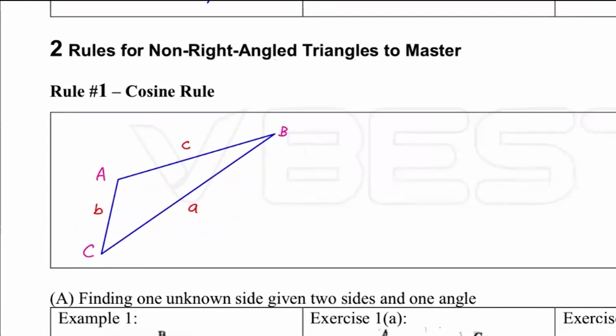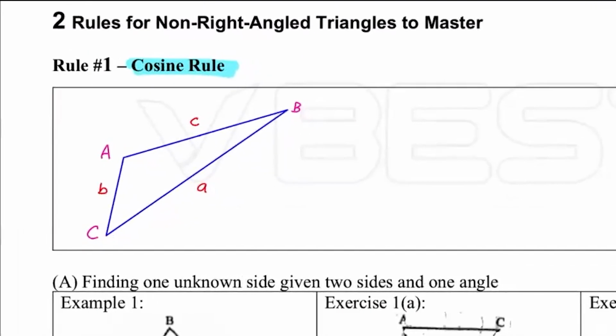First thing, we have the cosine rule. The cosine rule is what we are going to apply here. So what's the formula? Let me write down the cosine rule formula first, then I'm going to tell you how to apply it. The formula of the cosine rule: c square equals a square plus b square minus 2ab cos C.